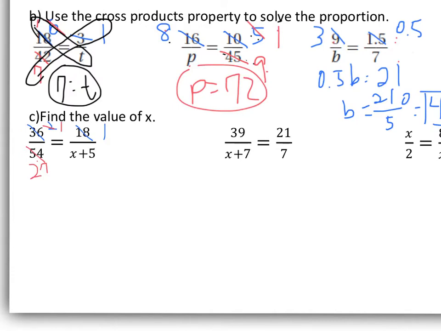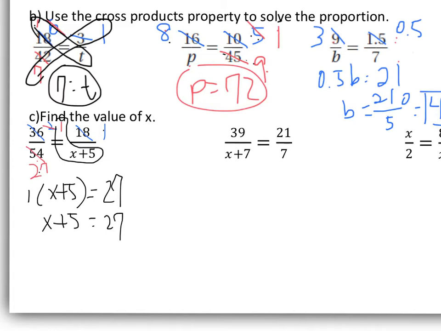Now I'm going to cross multiply. 1 times x plus 5. And 27 times 1 is still 27. So 1 times x plus 5 is still x plus 5. I'm just showing this extra step here. Okay, and then you don't have to show that step. x equals 27 minus 5 is 22.